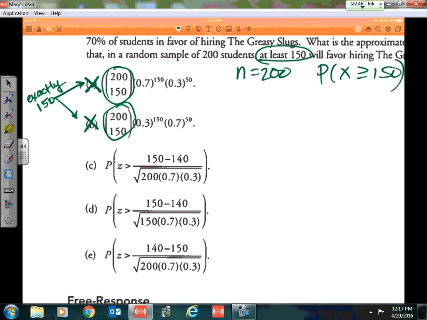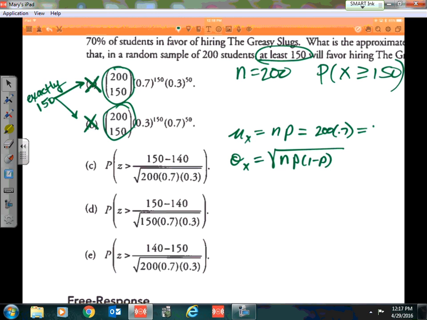If I need a z-score, what do I need? I need the mean and the standard deviation. Okay, so if I put these numbers in there, that's 200 times 0.7, which is 140 for the mean. And then this one comes out to be the square root of 200 times 0.7 times 0.3. Okay, so let's go through this. What do you notice? Does D have a problem?